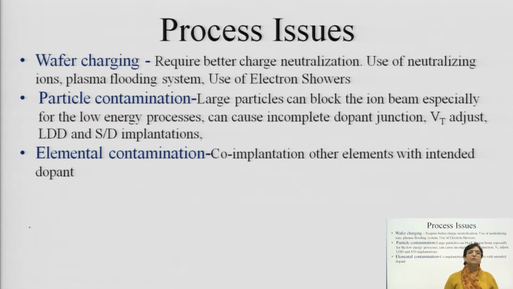Then you have something known as elemental contamination also, because you can have co-implantation happening, where along with the intended dopant you may have some other dopant species because of the metal holders which are holding the wafers. There are some other metal particles as a part of your furnace fabrication, like whenever you are designing the furnace there can be some metal parts which are a part of the system as a whole.